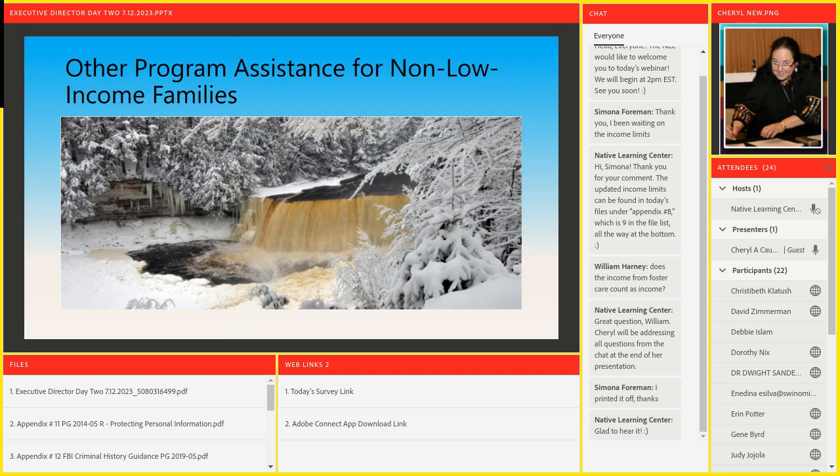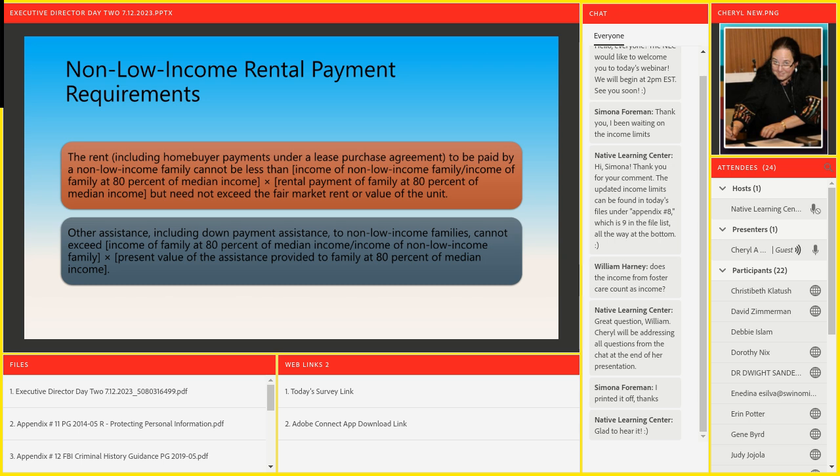So your other program assistance, and I just alluded to that, down payment assistance, rehab, mod, anything that you give them, if they fall between 80 and 100%, they're not essential and they're not law enforcement, they have to be charged a different amount. They cannot receive that same benefit as your low-income people. So the rent, including home buyer payments under that lease purchase agreement, to be paid by your non-low-income family cannot be less than what your non-low-income family pays, okay?